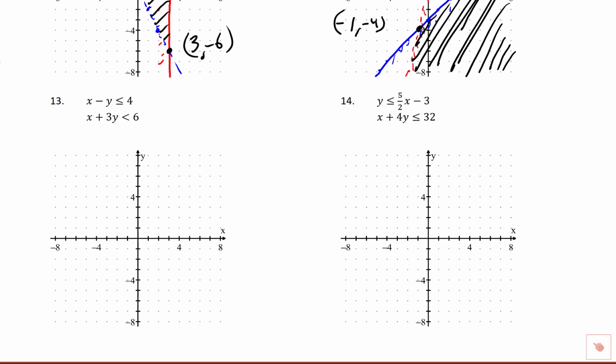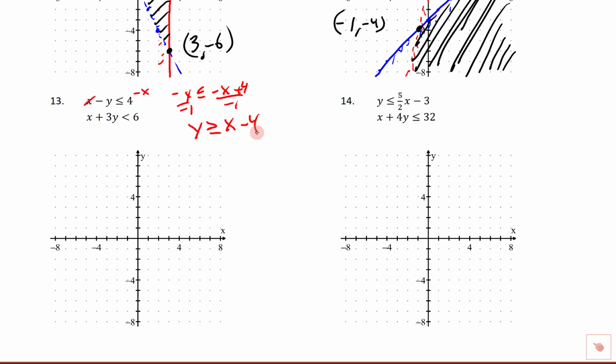So on this first one, I'm going to move the x to the other side so we can get that in slope-intercept form. So this is going to be negative y. Subtracting doesn't change the direction of the inequality. So we've got negative x plus 4. And then we need that y all by itself. So we're going to divide both sides by negative 1. So this is going to be y is, and when we divide by a negative, we have to switch that around, greater than or equal to. This would just be x minus 4.